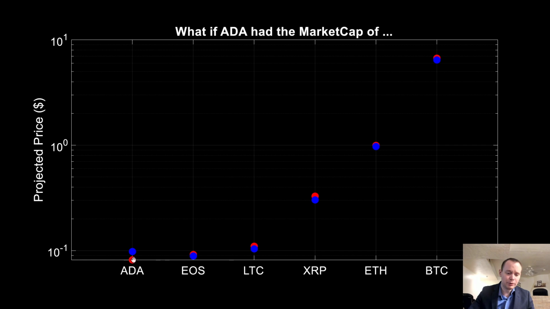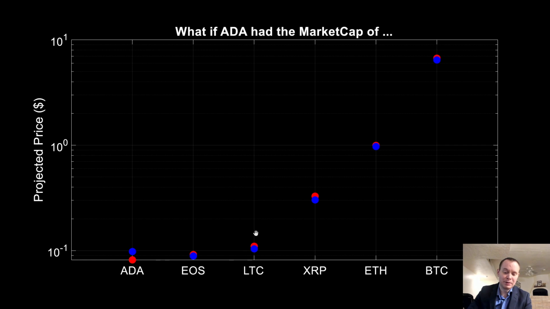So the price has moved up from 8 cents to 10 cents, okay? And if ADA had the market cap of EOS, then in fact the price would be lower. Last time the price would have been higher because it was higher up on the market cap ratings. But what's interesting is you can see that with respect to every coin up here, ADA has gained value since that video against each of these coins.